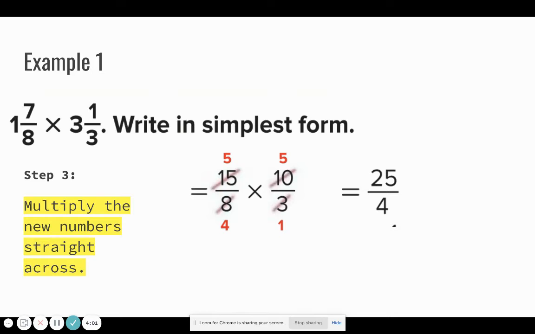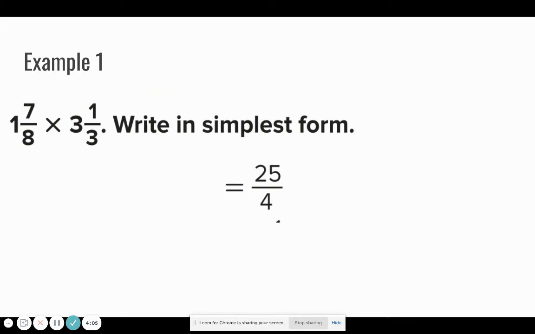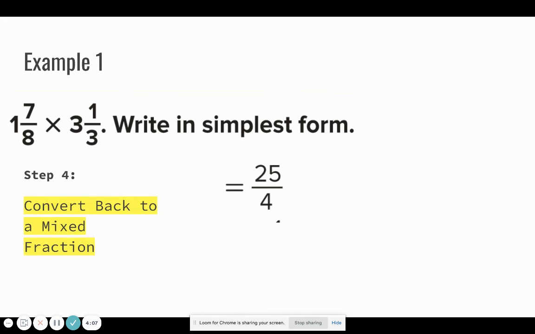And then to finish it out, as always, if you have an improper fraction, you have to convert it back to a mixed number as the last step. 25 divided by 4 is 6. 4 goes into 25 six times. That gives me 24, so I have a remainder of 1. So it's 6 1/4.